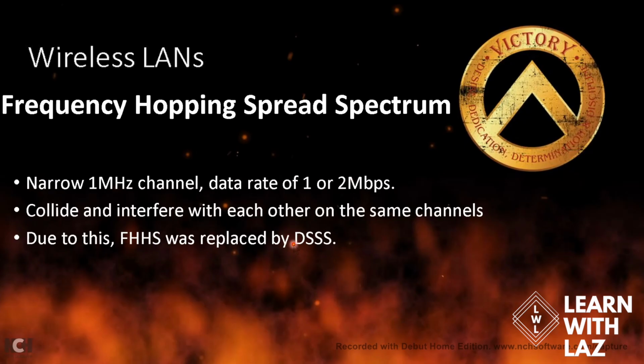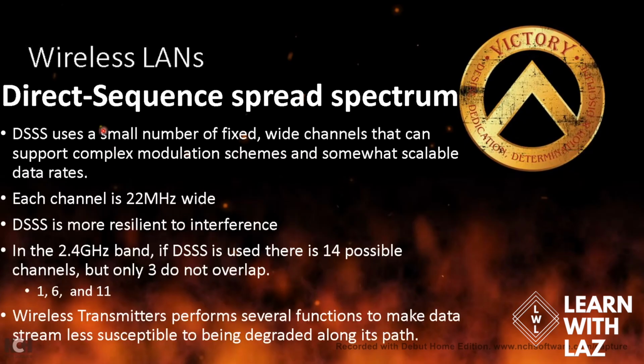Spectrum was replaced by DSSS, okay? And we'll talk about DSSS right now. So it's direct sequence spread spectrum, DSSS. What it does is it already has a fixed number of wide channels, and it's 22 megahertz wide. So it's a lot better, right? And it works in the 2.4 gigahertz band.